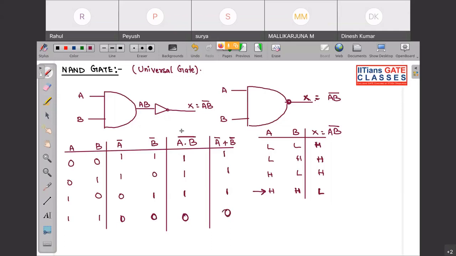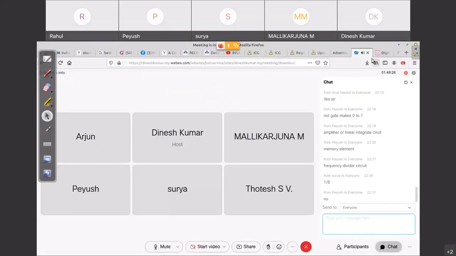Now you can see one thing. Look at these two columns. A NAND B is equal to A complement or B complement. Now this is one very important conclusion. Can anyone tell me what is this?